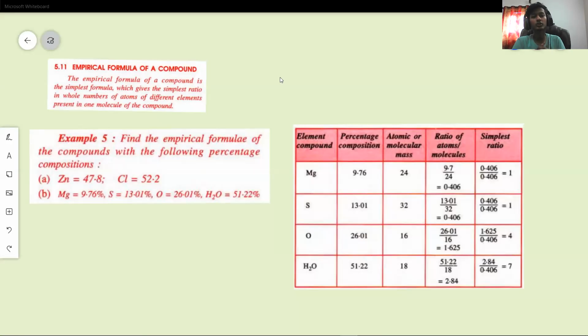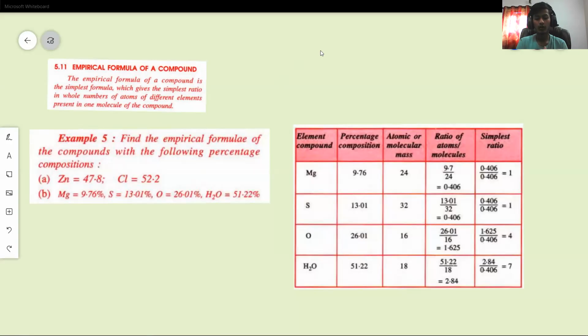So let's suppose we have hydrogen peroxide, H2O2. Out of H2O2, we'll take out the common factor. The common factor is 2. We'll take out 2. The rest that is left is known as the empirical formula. So out of H2O2, we took out 2. Then what we have is HO. So HO will be the empirical formula for H2O2.